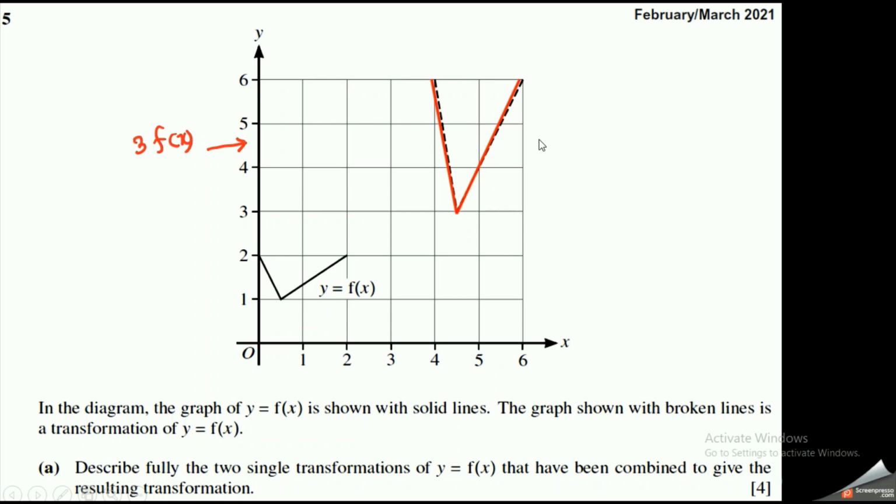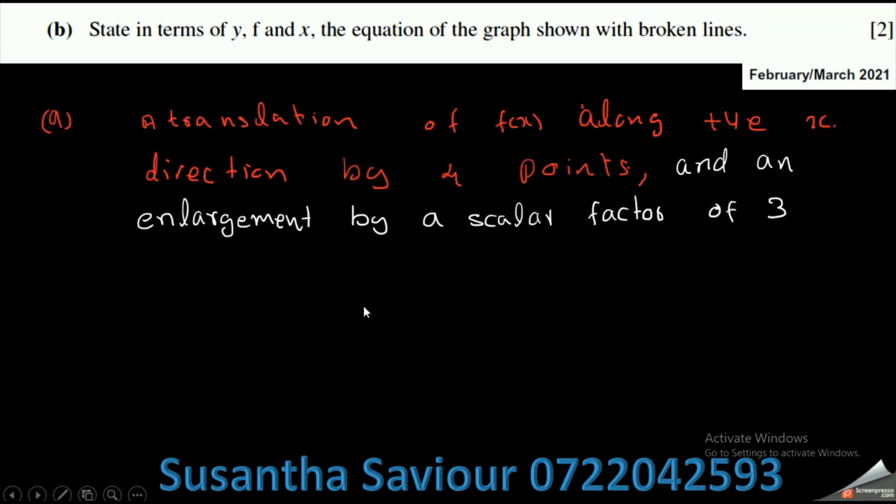The equation of this one will be 3 times f of x minus 4, this is asked in the next part of the question, right? Now if you verbally describe this transformation, it's a translation of f(x) along the positive x-axis direction by 4 points and an enlargement by a scalar factor of 3. As an equation they want it here, right? So this is the answer.